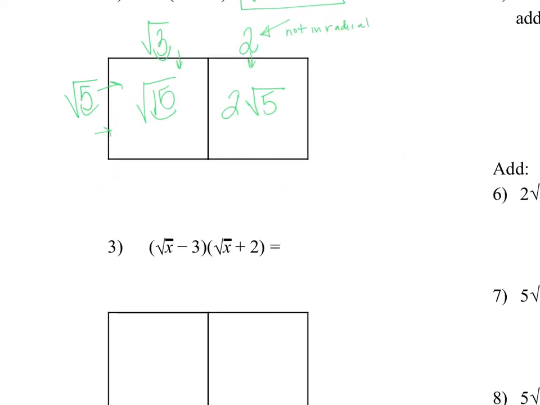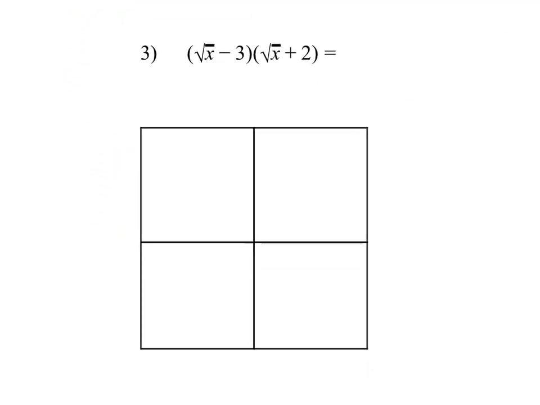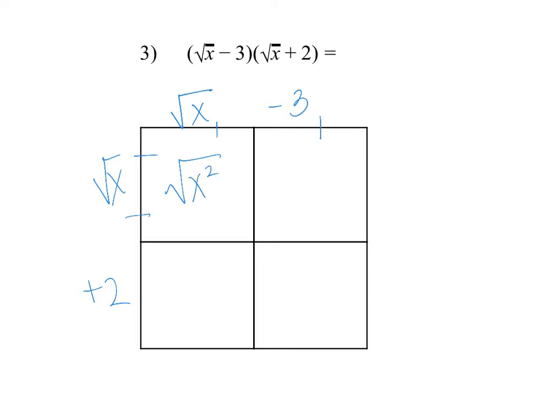When we look at 3, we now have a binomial times a binomial. So let's write that out. Radical x minus 3, radical x plus 2. Radical x times radical x will become radical x squared. Negative 3 times radical x will be negative 3 radical x. 2 times radical x will be 2 radical x. And then negative 3 times 2 will become a negative 6.